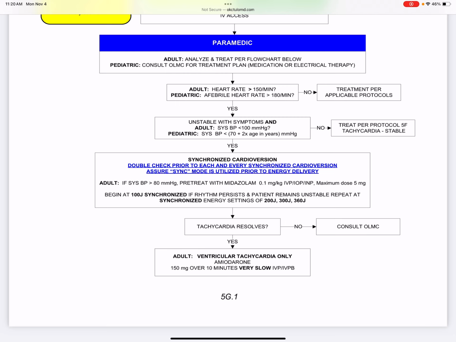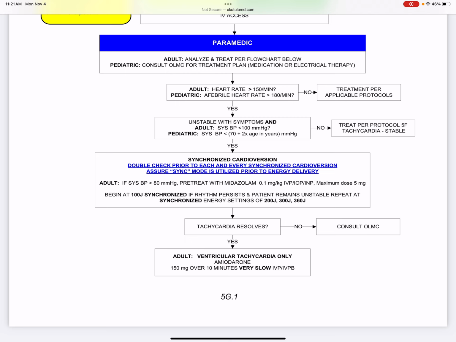Then we'll repeat at 200, 300 to 360. So for your narrow complex tachycardias, just remember you're going to start at 100 joules. You're not defibrillating the patient. You're trying to synchronize cardiovert this patient. So it's going to start at 100, move to 200 to 300 to 360. If the tachycardia resolves after that synchronized cardioversion, then we will give amiodarone for ventricular tachycardia only. Everything else, we're just going to treat per protocol.